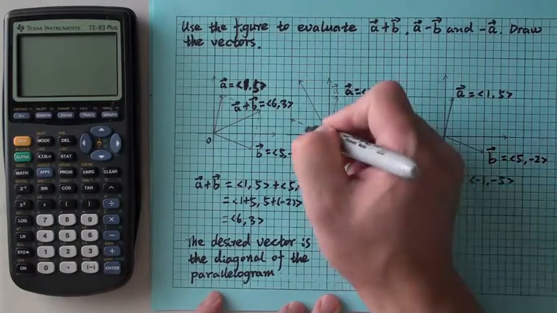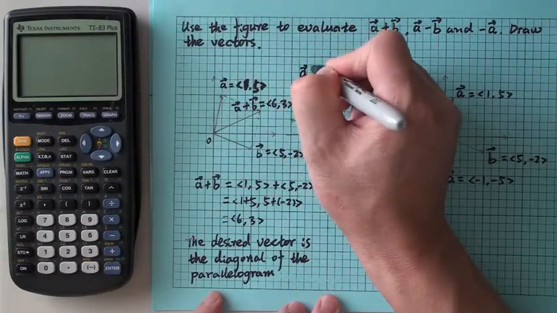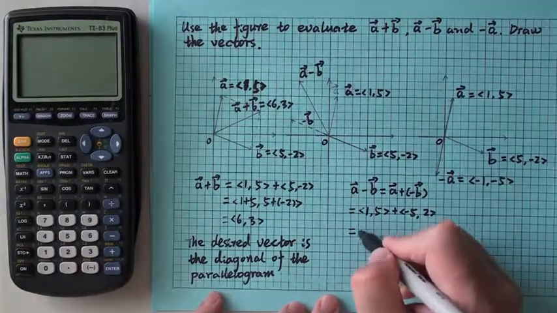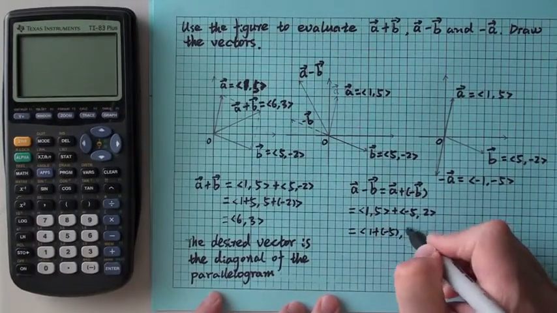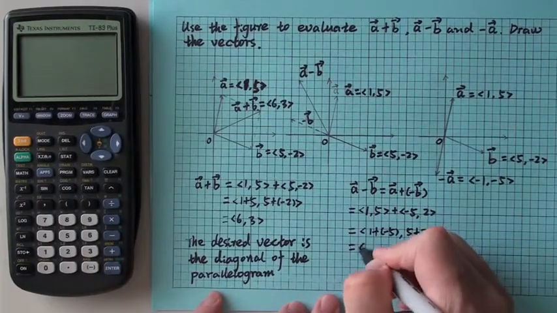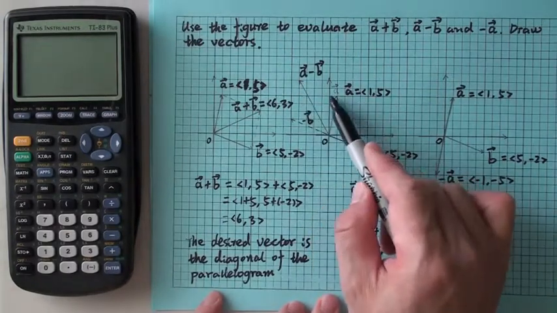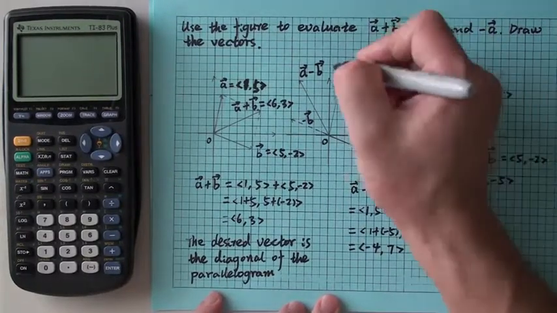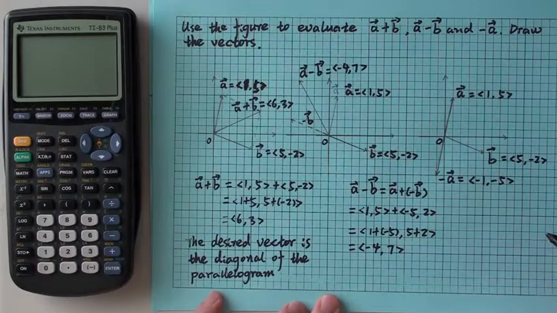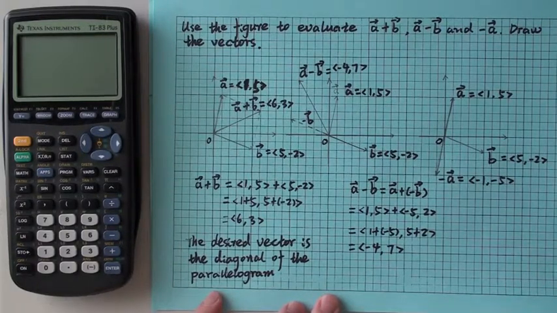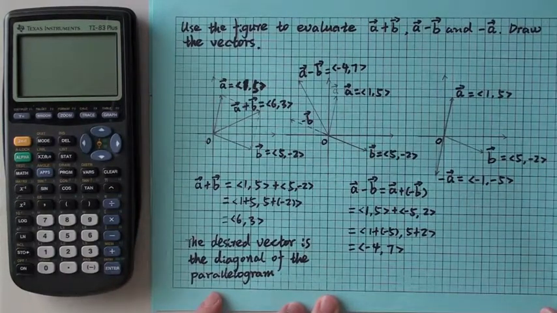So you may write here negative B, and then this one will be A minus B. That's A plus negative B: 1 plus negative 5, and then 5 plus 2. That will be negative 4, positive 7. Negative 4 is right here, 7 is here. So you may put down negative 4, positive 7. These 3 operations sound very easy, but they are very basic, so we want to understand that.